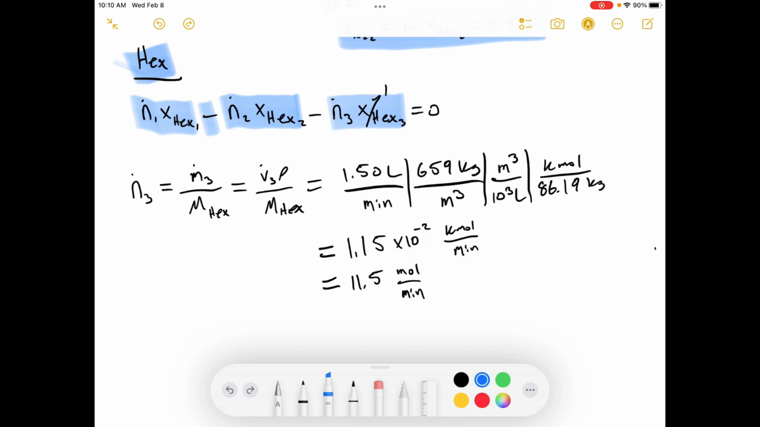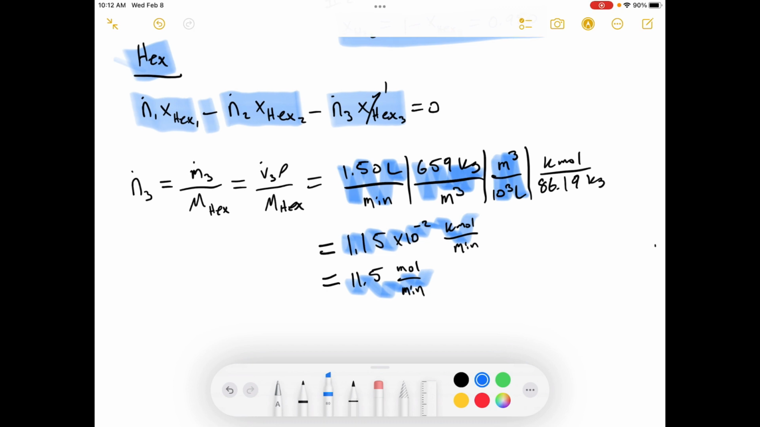All right, here we've got the volumetric flow rate multiplied by the density. We need to do a unit conversion to get our liters into meters cubed. And then we've got the molar mass, which is kilograms per kilomole. And then that equals this, kilomoles per minute, and then we convert that into moles per minute because that's what the question asked us to calculate.